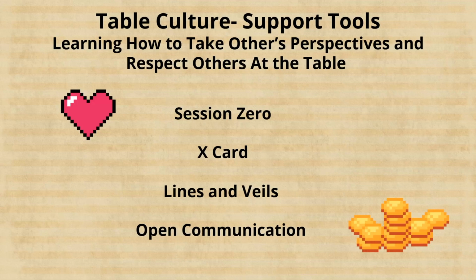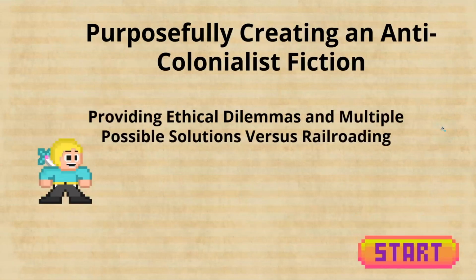And then really just trying to have the culture of open communication and that conversation. I see in your face that maybe this is something that makes you uncomfortable. How can we have this conversation together? This is really important as a foundation for anti-colonialism, because how can we do this for other people or fictional people when we can't even do it for each other? So how do we purposefully create an anti-colonialist fiction?